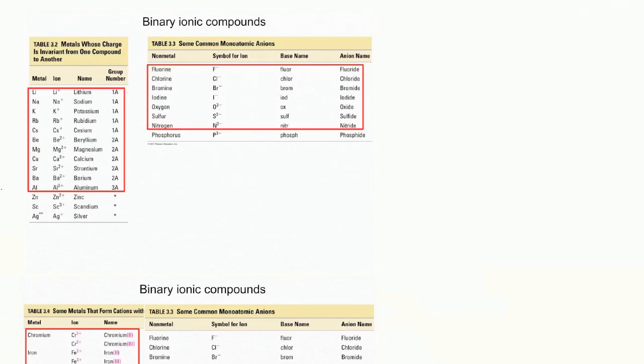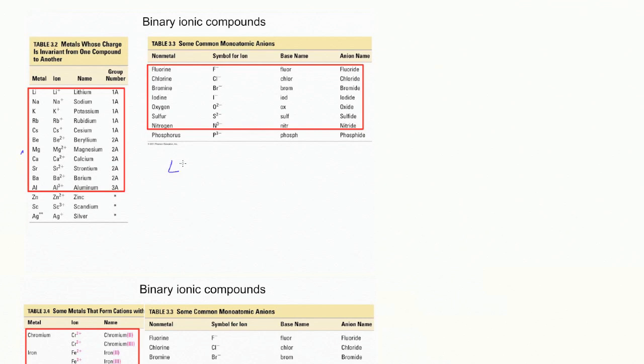This table shows us the common charges of those elements from group 1, group 2, and group 3. And this table is the charges of some nonmetal elements. Now let's do some practice and see how we find the formula for those binary ionic compounds. By the way, a binary ionic compound means you have only 2 elements in this compound.